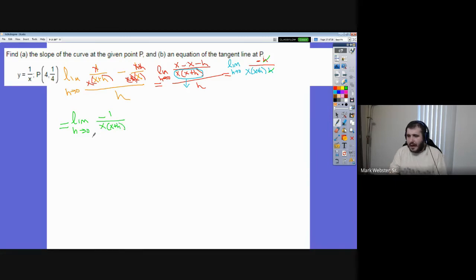And now look, I can safely plug 0 in for h now, right? Isn't this just now x times x, which is x squared? -1 over x squared. That's the slope anywhere. This right here models the slope at any place on my graph. And now all I have to do is find, so this is the general slope.